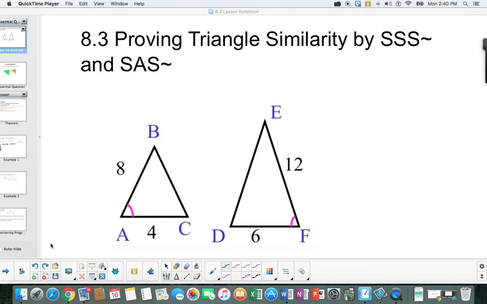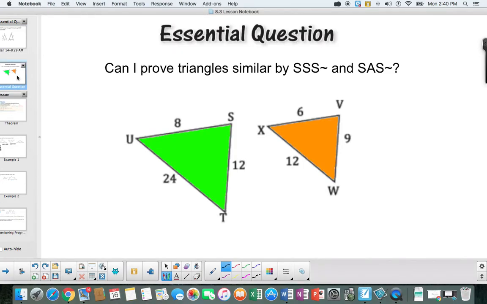8.3, Proving Triangle Similarity by SSS Similarity and SAS Similarity. Along with angle-angle similarity, there are two other methods to help us prove that triangles are similar. These are shortcuts, again, where we don't have to go through the dilation transformation.